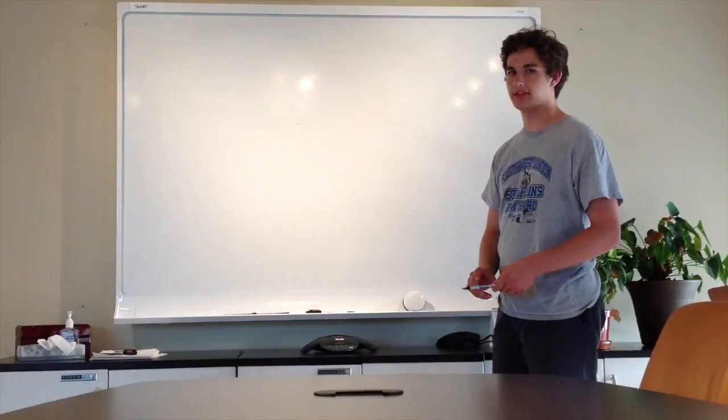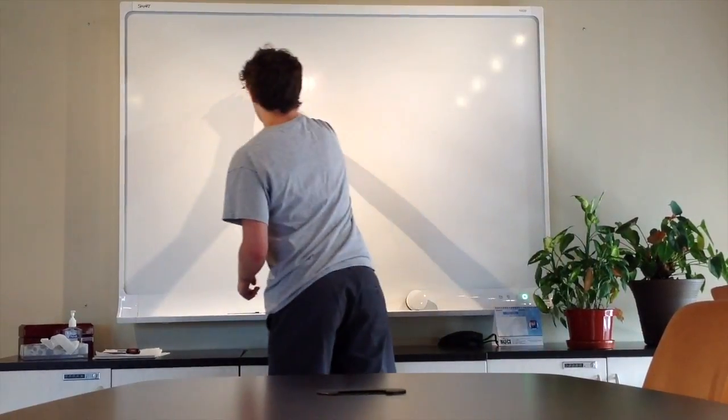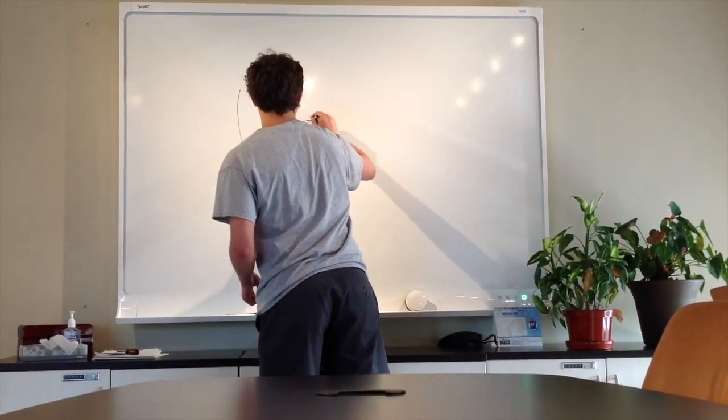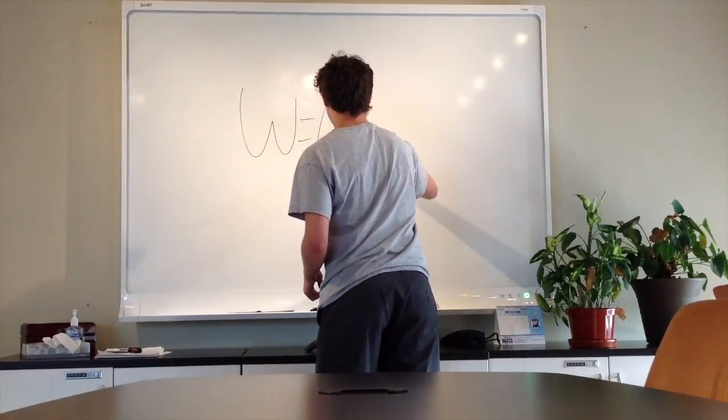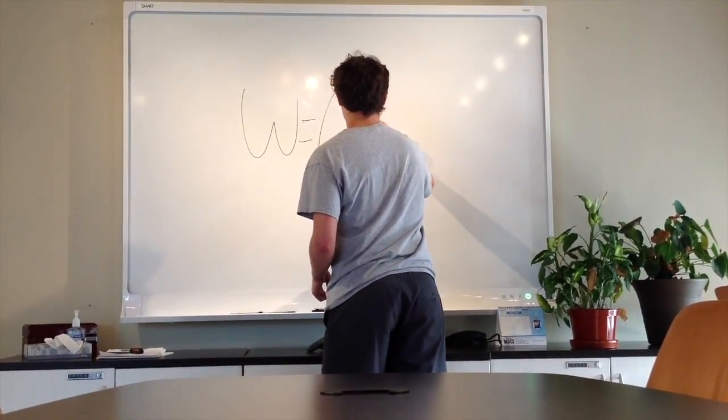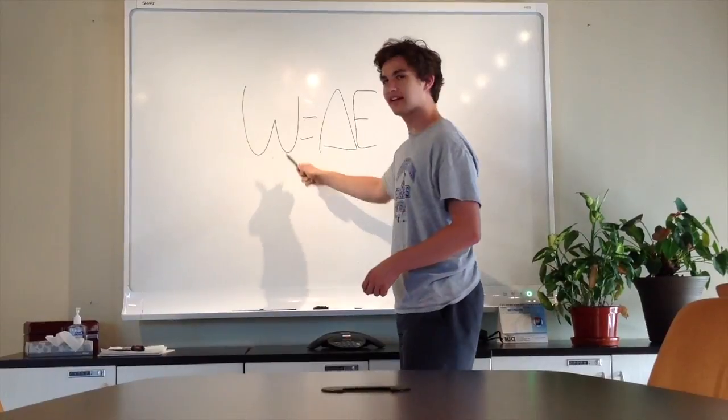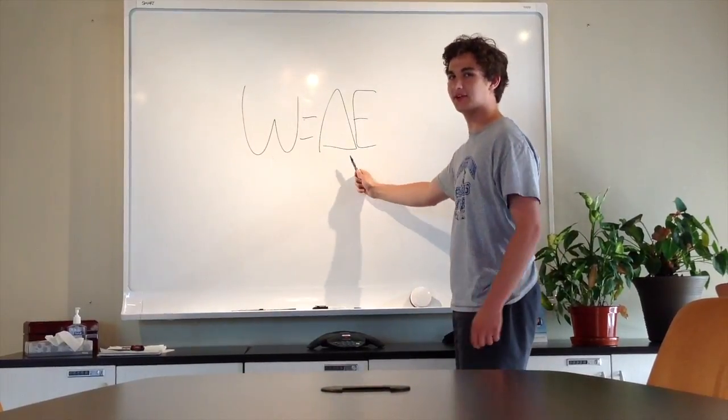Today we will be discussing the topic of work. As you may already know, work is the change in energy of a system. It can be represented by this equation, where W represents work and delta E represents the change in energy.